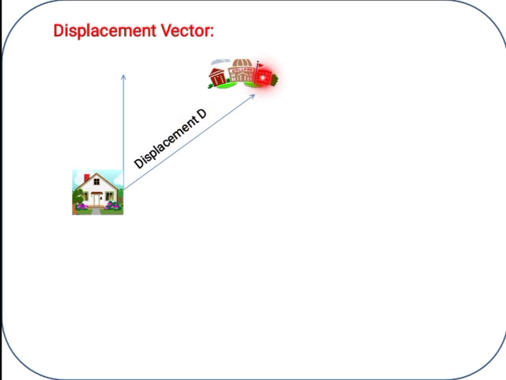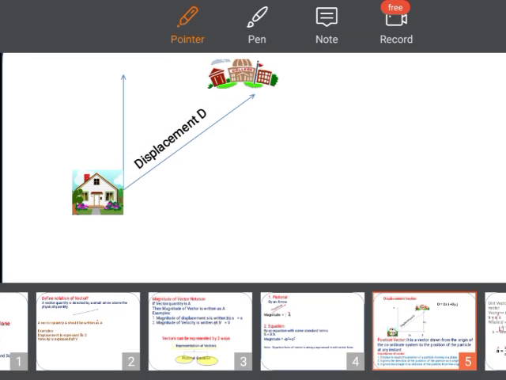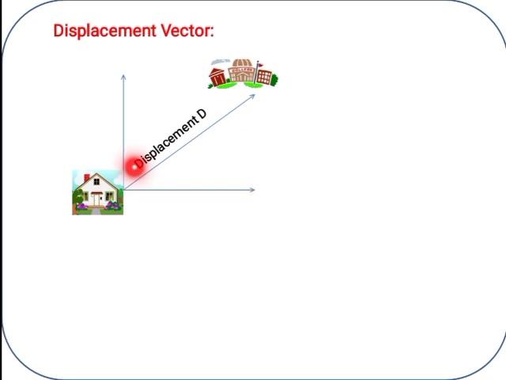So suppose he selects a different path. Instead of going in this way, suppose the person goes in this way, then reaches the college. This is another path which he selected. So this is also possible. This is one path, this is another path. Okay, both are displacement only. Finally he reaches where? To his destination, either by selecting this path or by selecting this path. Okay, so both are displacement.